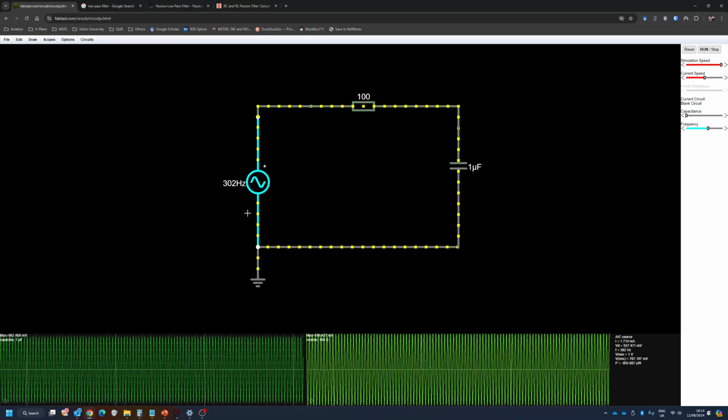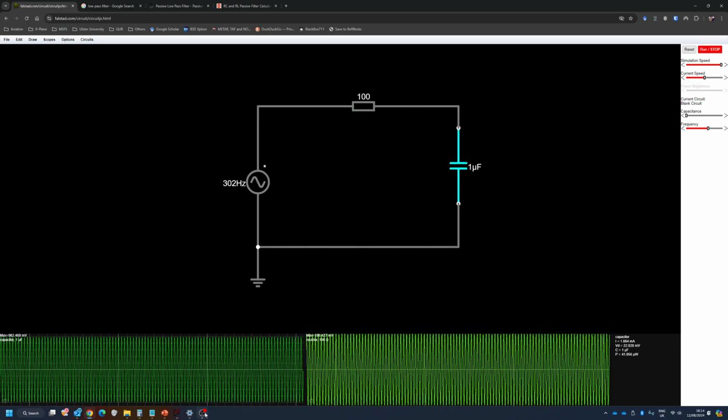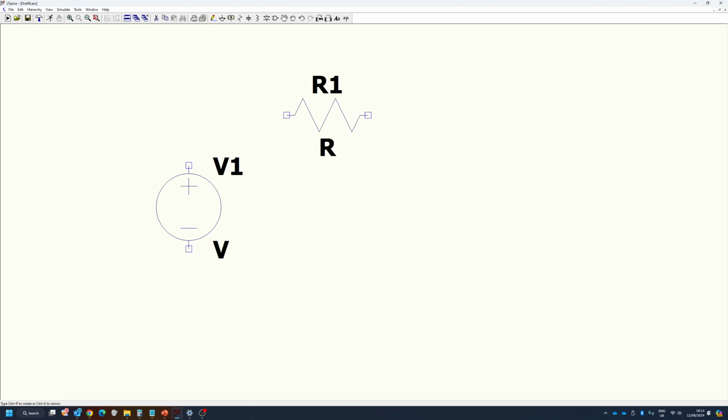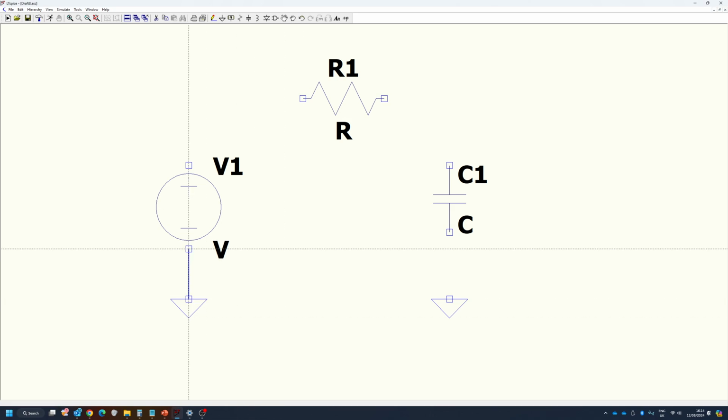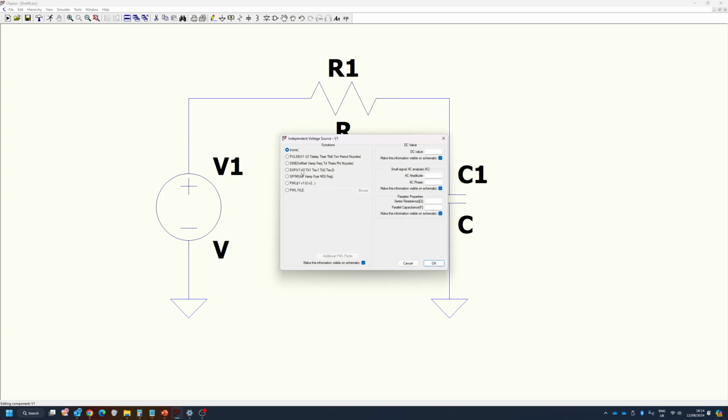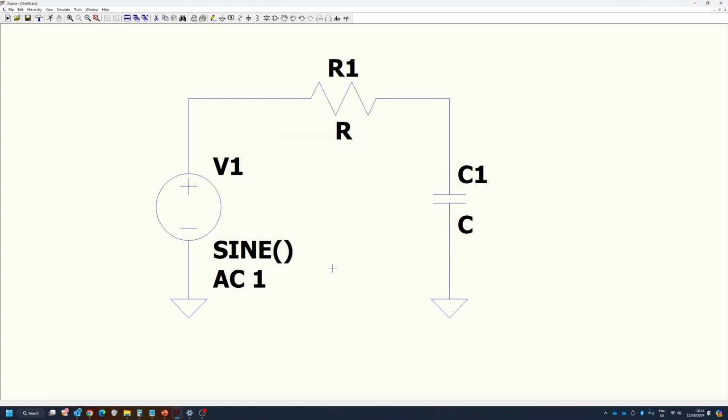If I want to see this in the frequency domain, we can look at LTspice. So let's put it in LTspice very quickly. A voltage source, a resistance, a capacitance, connect to ground, and wire. Voltage, advanced. This will be a sine wave, with an amplitude of 1, and here I have a resistor. The resistor was 100, right?